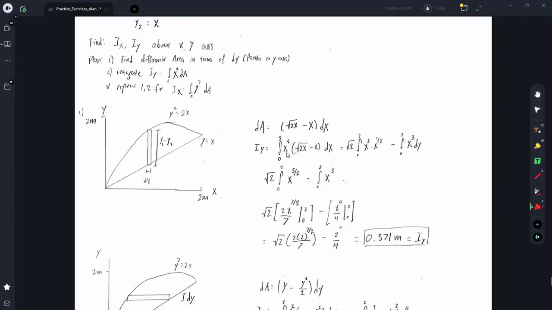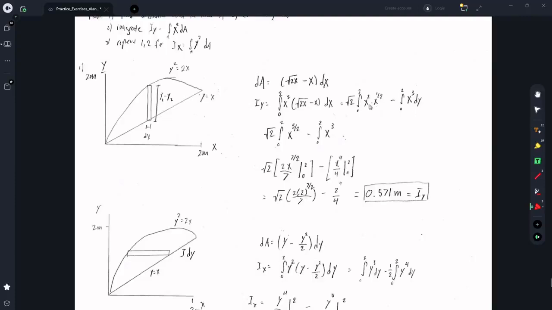So expanding this, we have x squared times the square root of 2x, which is really like the square root of x times the square root of 2. So we can take out the square root of 2 and get the integral of x squared times x to the 1/2. And then this negative x we can put out in its own integral, so the integral of x cubed, because it's x squared times x. In this case, it's going to go from 0 to 2 because that's the length of the area.